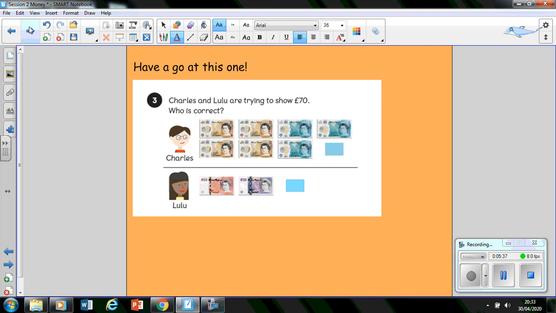Now, you're going to have a go at this one, and I'm going to become smarty pants again and prove to you that I'm right. The question says, Charles and Lulu are trying again to show you £70. Who is correct? And I know Charles is correct because he's got 7 notes. Look, count with me. 1, 2, 3, 4, 5, 6, 7. Therefore, it might be £70. Pause the video, discuss with your partner, am I right or am I wrong? Come back and we'll have an exploration together.